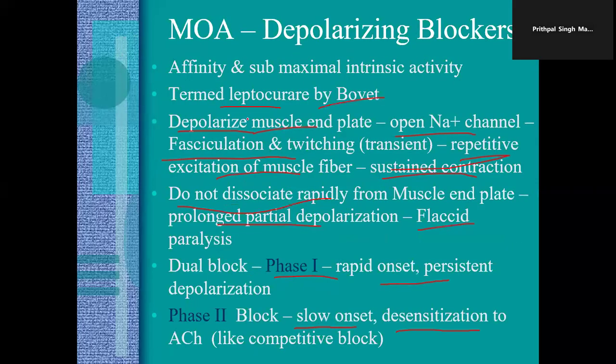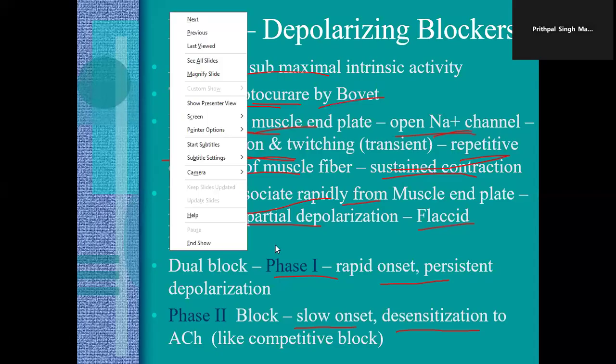Now, the depolarizing blocker or the non-competitive blocker, I told you they have affinity and some maximal intrinsic activity. They were termed leptocurare by Bovet, and these drugs tend to depolarize the muscle end plates. So first there is the opening of sodium channels, which leads to fasciculation and twitching. As these drugs are not metabolized by the enzymes present there, they do not dissociate from the muscle end plate, so this leads to flaccid paralysis.